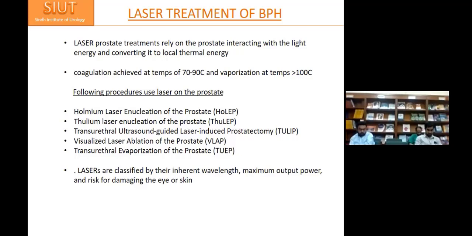Lasers are classified by their inherent wavelength, maximum output power, and risk for damaging the eye or skin. It is very important to note the damage to the eye. It can lead to serious outcomes at certain wavelengths. When a laser is used, one should take measures to minimize the risk of eye damage, like wearing eyewear and covering the operating room windows and everything. We will be focusing more on holmium laser enucleation of prostate.